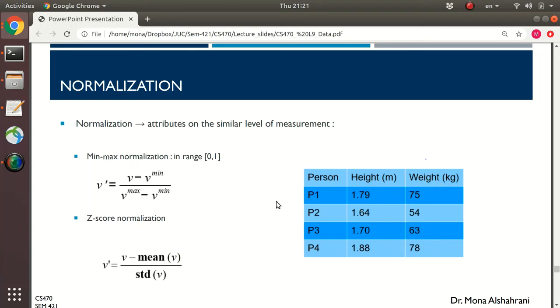When we apply it, we need to apply it across all columns, or across all attribute or feature values. The way to apply this is to find the min value across the whole column and the max value across the whole column, and then subtract the min and divide by the difference between the max and the min for each value in this column. What you would get is a value between 0 and 1 for the height, and similarly if you apply it on the weight.